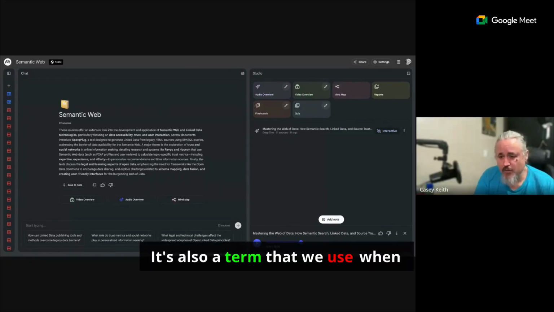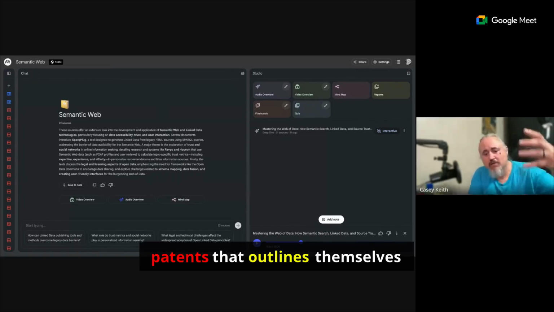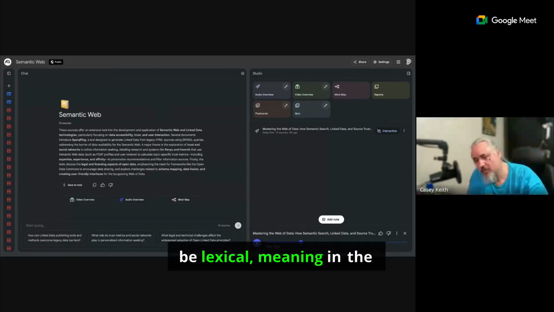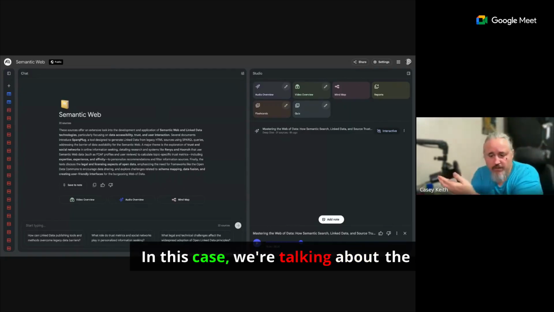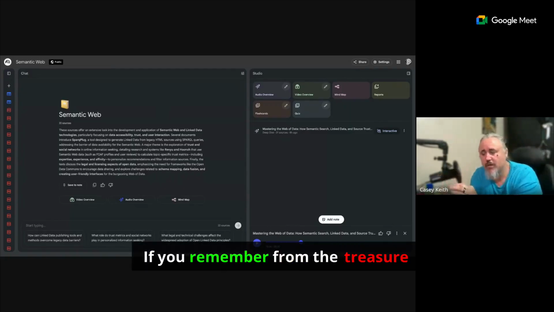Lexical, remember that? It's also a term that we use when we're talking about outlines. And Google has some very important patents that outlines themselves must be lexical, meaning in the correct order with no errors. In this case, we're talking about the code itself.